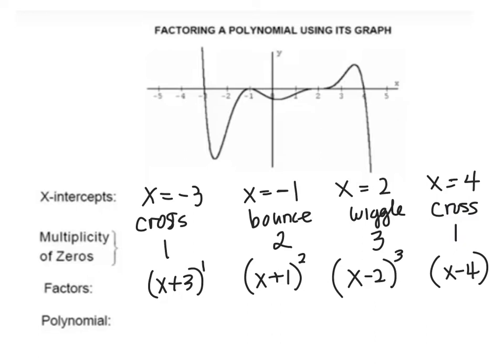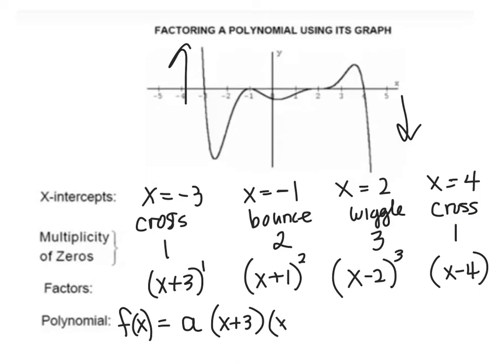Now, if I'm going to write a polynomial, I have a function. I have this letter a, which we'll talk about in the next screen or two, talks about the end behavior. Since this function was going up and then down on the end, this particular a is going to be negative. But we'll talk about that later. So I'm just going to put an a there for a placeholder that talks to end behavior. And then I'm just going to write my factors. So I have x plus 3, x plus 1 bounce, so squared, x minus 2 wiggle, which is the third, and another cross, which is to the first. And that's a possible equation, a function for that polynomial graph.